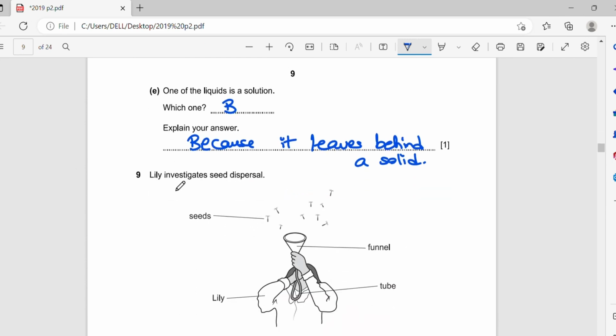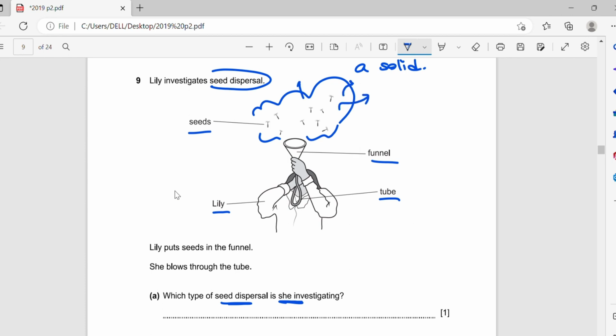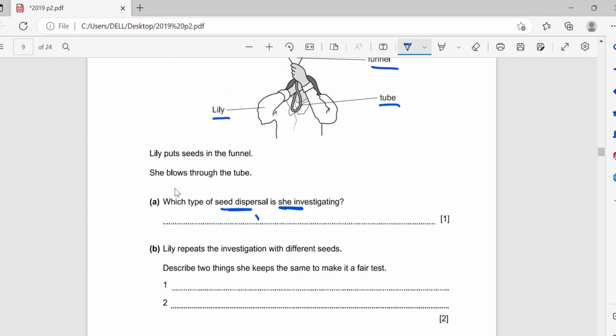Next question. Lily investigates seed dispersal. We have here seeds, we have a funnel, tube, and Lily herself. Lily puts seeds in the funnel. She blows through the tube. Seed dispersal happens. طيب. Which type of seed dispersal هنا في investigation حصل عن طريق blowing هنا؟ Great. This is called wind dispersal.